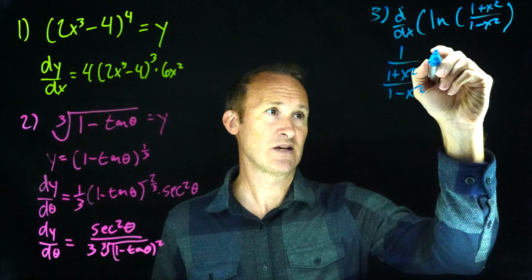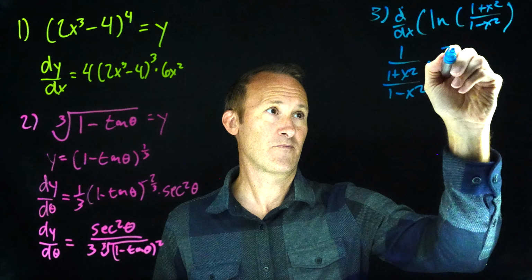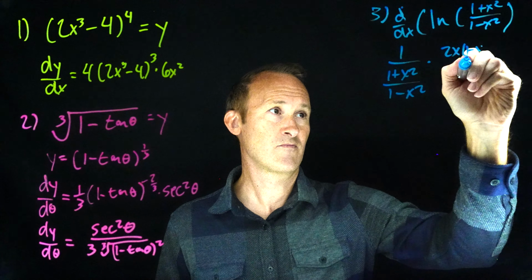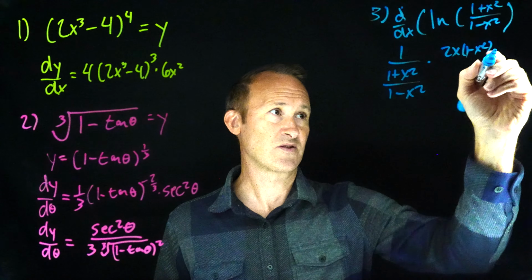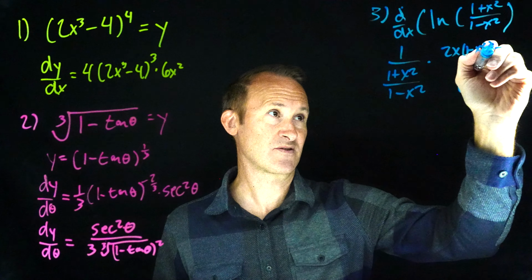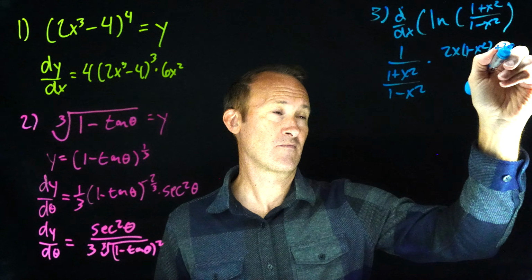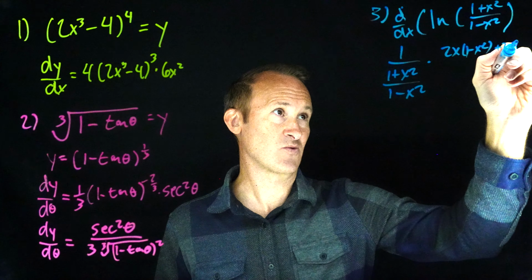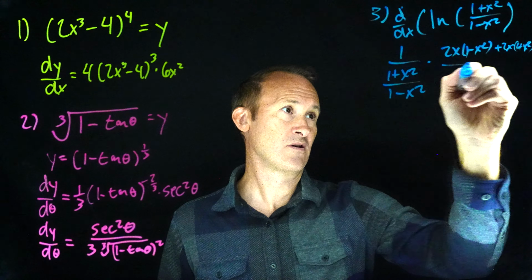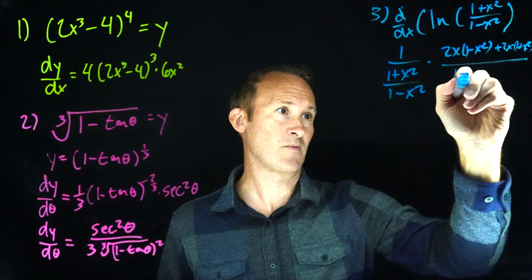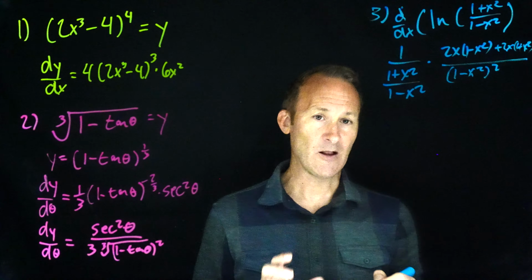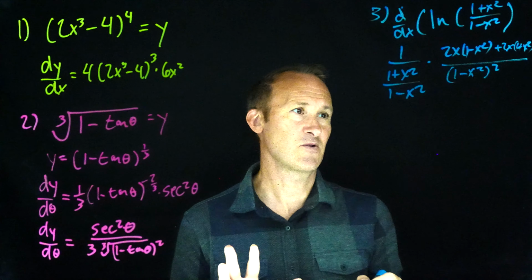Derivative of the numerator is 2x, okay, times the denominator, 1 minus x squared, minus the derivative of the denominator, that's negative 2x, it becomes a plus 2x, times the numerator, which is 1 plus x squared. And that's all over the denominator squared, which is 1 minus x squared squared. Okay, now let's simplify this and see what we get.